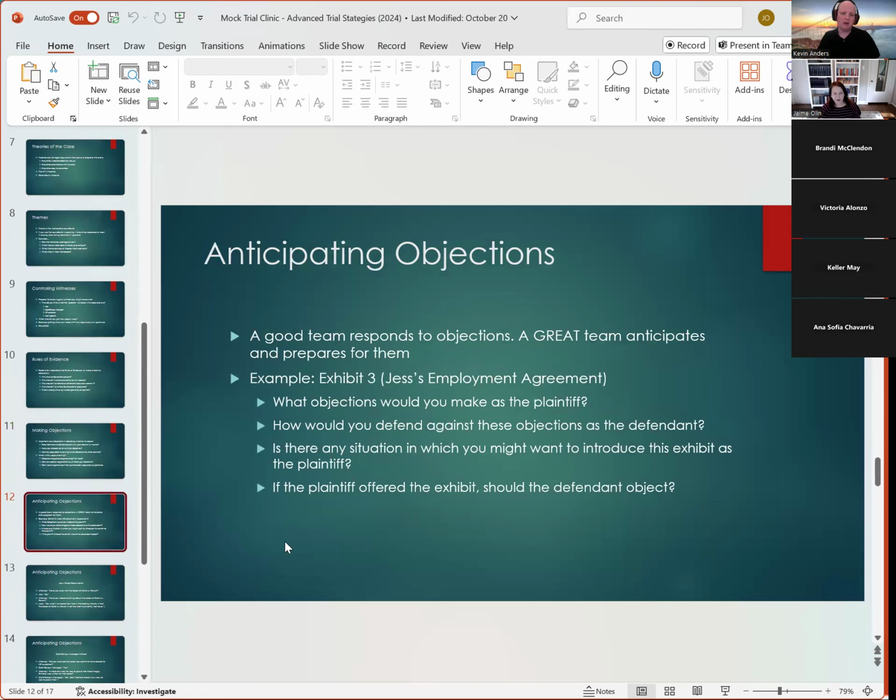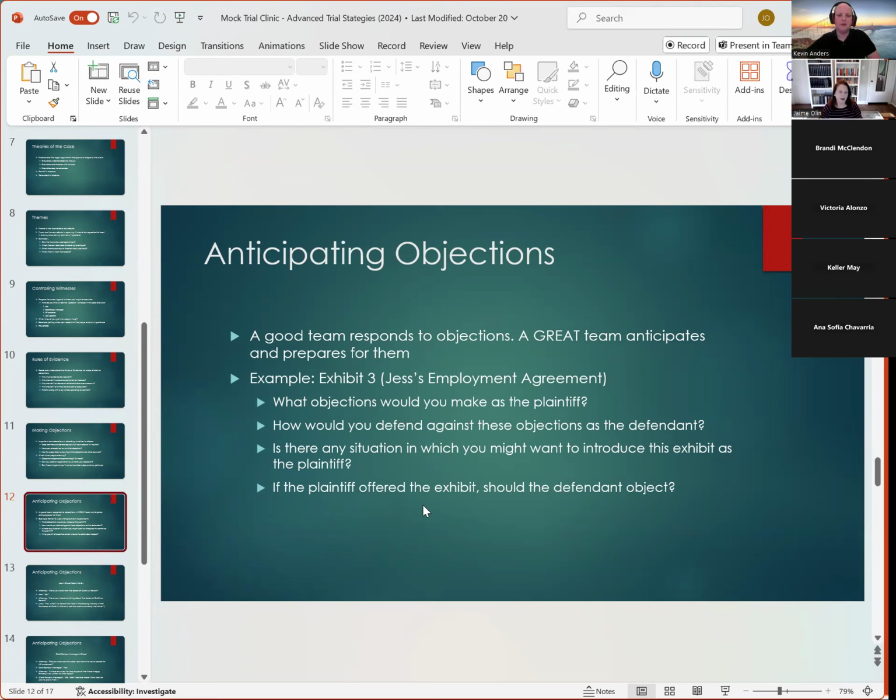Now let's move on to anticipating objections, and we're going to have a little discussion on this. I think what it says here is true, that a good team responds to objections because, of course, you have to, or else you withdraw your question and move on. You have to respond to the objection.